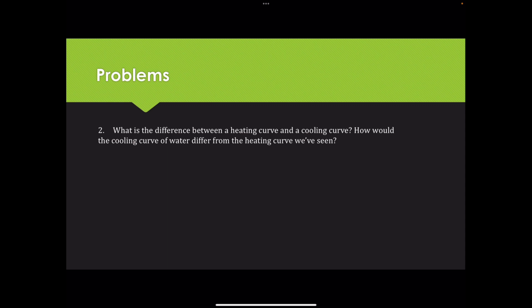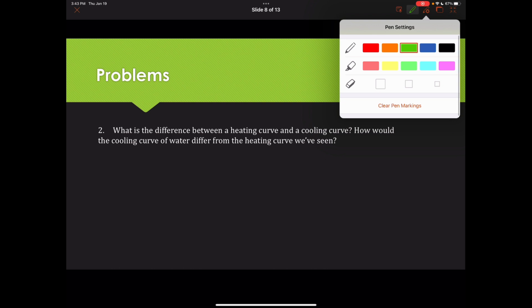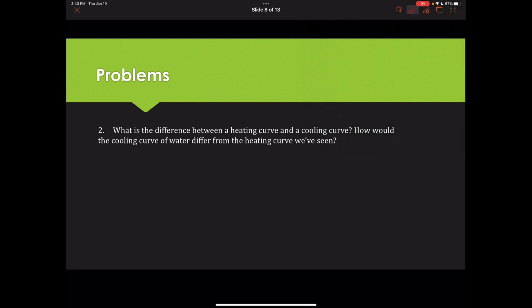So, we looked at an example of a heating curve. The difference between a heating curve and a cooling curve is that with the heating curve, we chart temperature as we add heat. With the cooling curve, we're going to remove heat. So we're going to look at temperature as it cools down. It's going to look the exact opposite. So it's going to be the opposite of the heating curve.